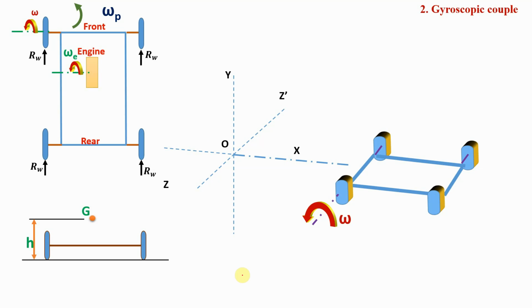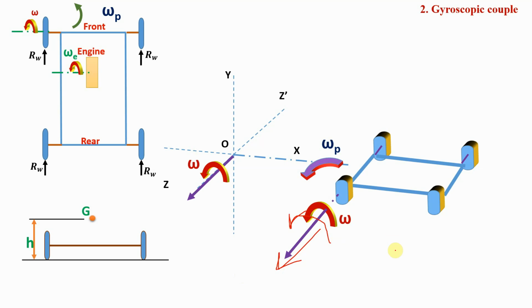This is spin angular velocity omega. To find out the spin vector, we turn the fingers of right hand in the direction of omega, and thumb will point this way, which represents the spin vector. So we place the spin vector at the origin. Next, the vehicle is taking a left turn with the velocity of omega p.